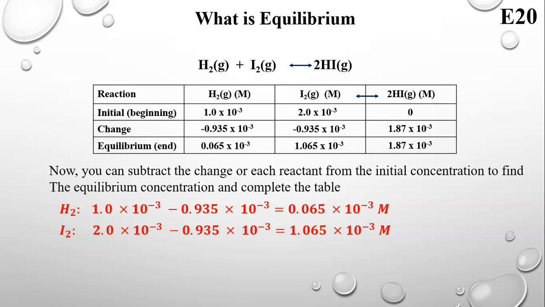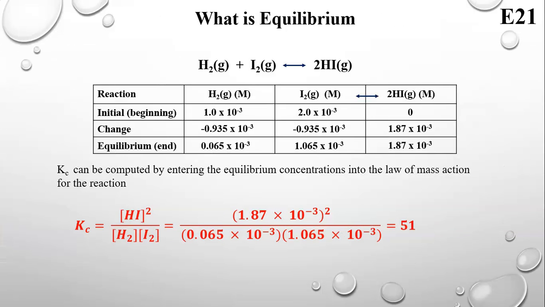Again, that constant only applies to this reaction at that specific temperature of 448 degrees centigrade that was given earlier in the initial problem. And here we go, we're going to do that. So Kc can be computed by entering the equilibrium concentrations into the law of mass action for the reaction. And there you see it done. It's just a plug and chug number problem, and you get 51 as your equilibrium constant Kc.